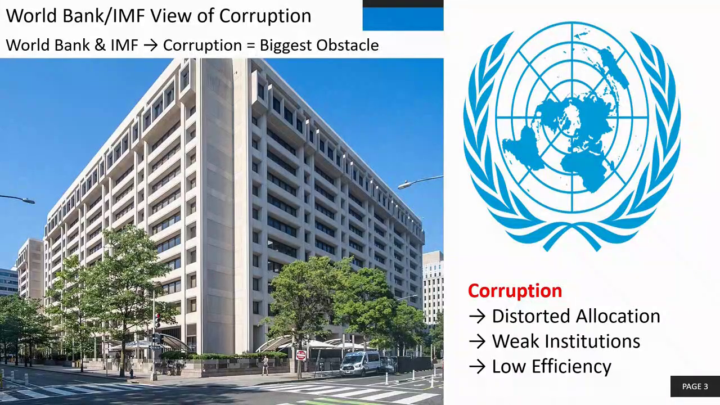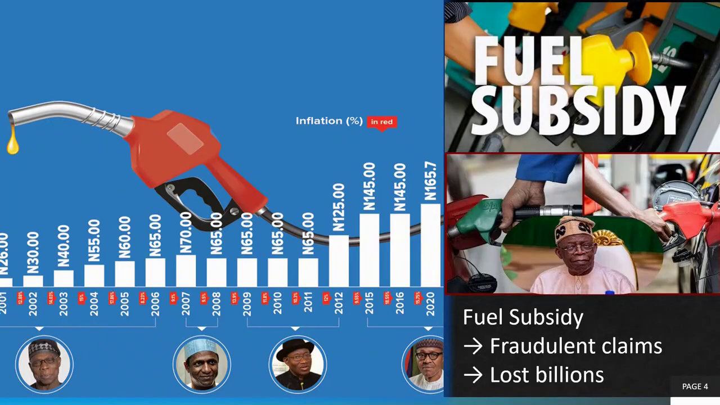For the World Bank and IMF, corruption is not a side issue. It is the major obstacle to good governance and transparency. It weakens institutions, undermines trust, and reduces efficiency. Nigeria spent over $30 billion on fuel subsidies between 2000 and 2018, yet much was lost to fraud.